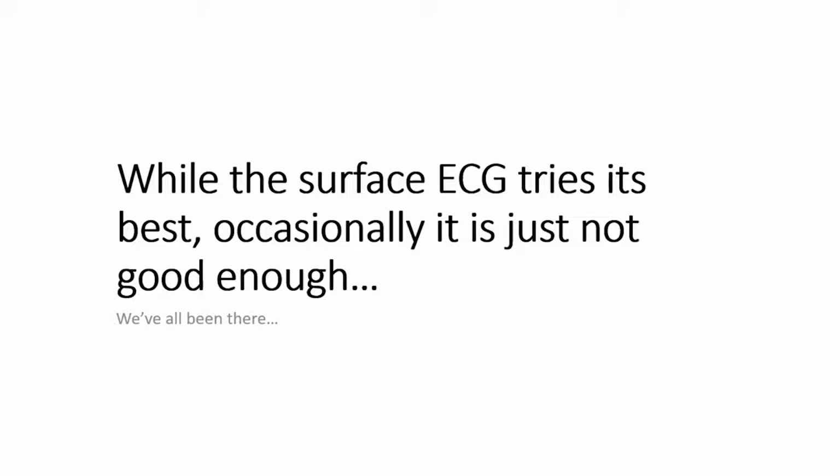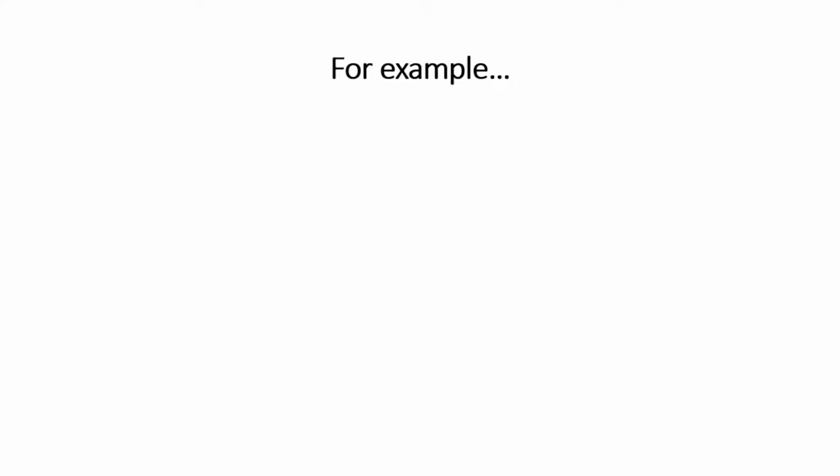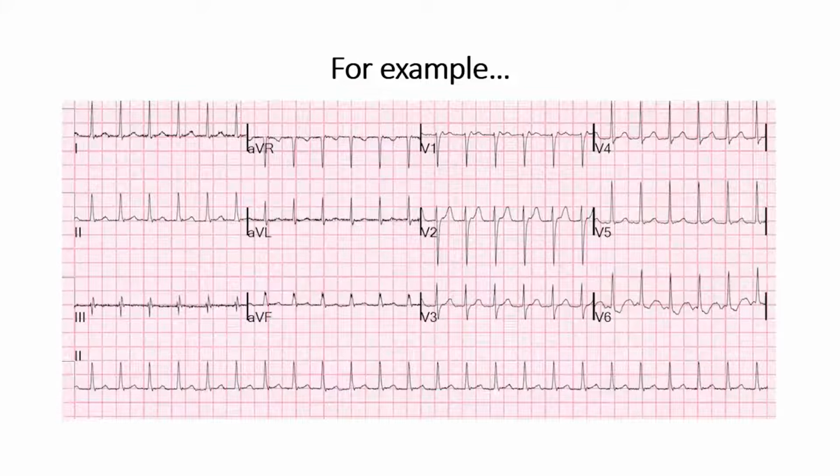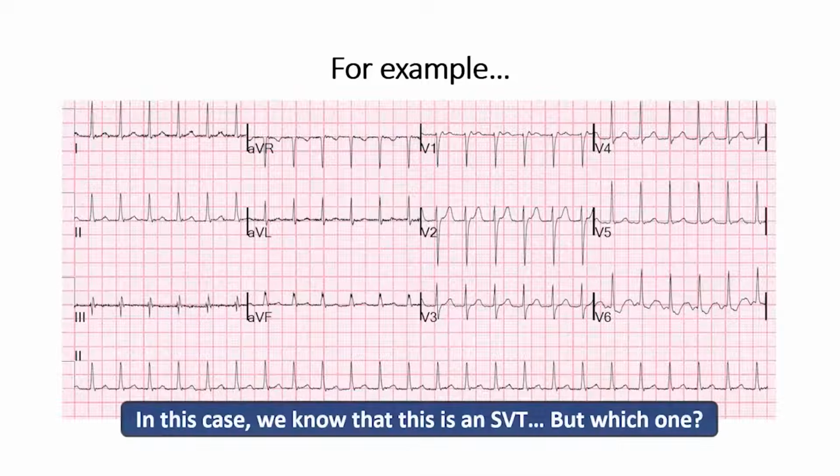So while the surface ECG tries its best, sometimes it's not specific enough. For example, take a look at this. Now, in this case, we know that the 12-lead shows us an SVT, but the more practical question is, which SVT is it?